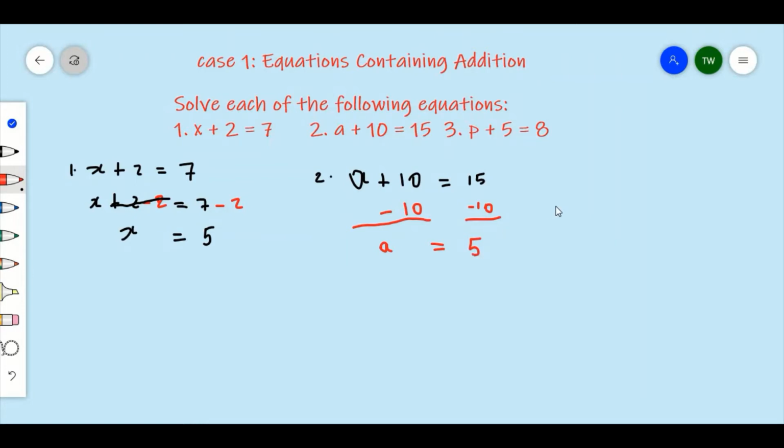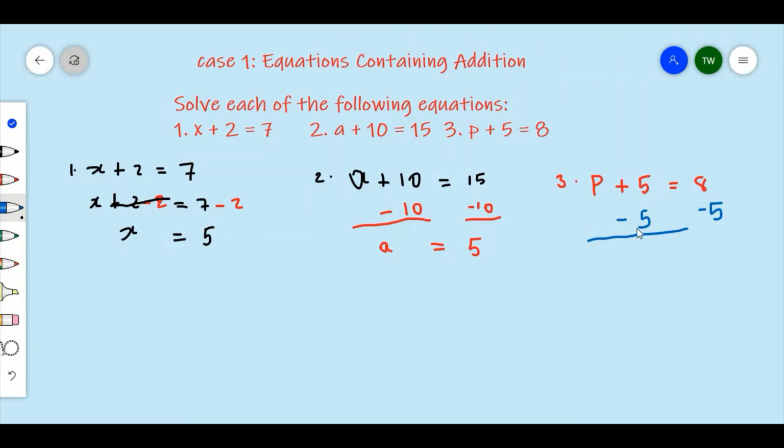Right? Now to the third example, number 3, we have p plus 5 equal 8. Right? Now again, we want to get rid of this plus 5. So what we're going to do is to subtract 5 from both sides. So we're going to subtract 5 from this side. And we're also going to subtract 5 from this side.